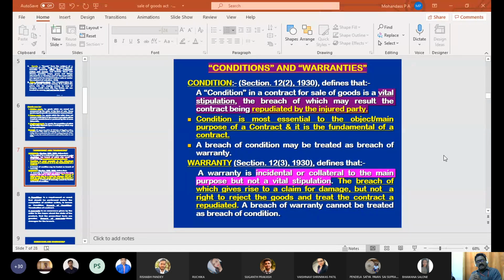Did you come across this word anytime in your lifetime? Express contract, implied contract. Did you come across these words? Yes. Vaishnavi, did you come across express contract and implied contract? Yes, sir. What is express contract?